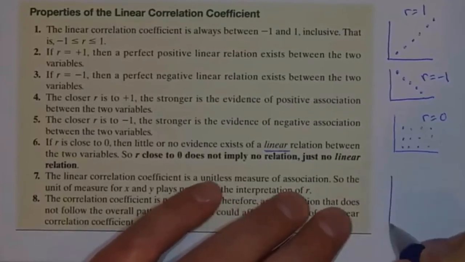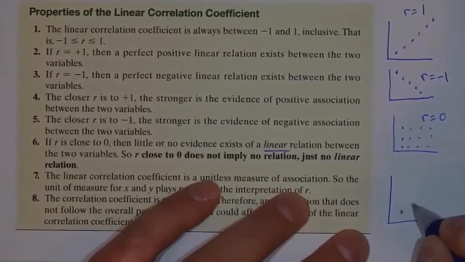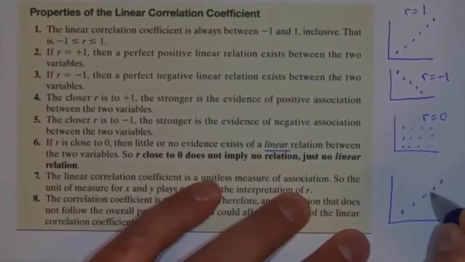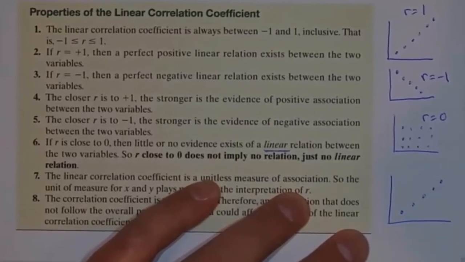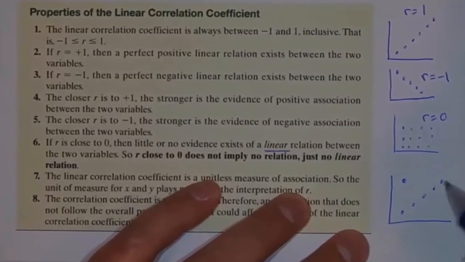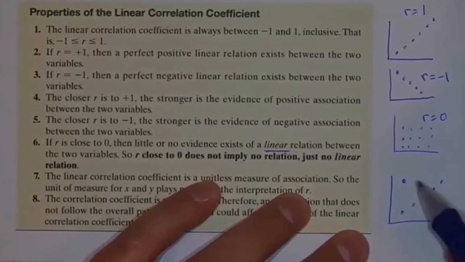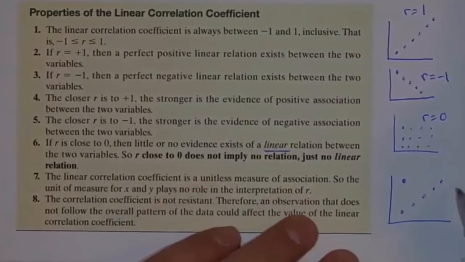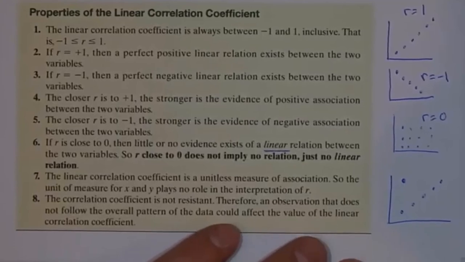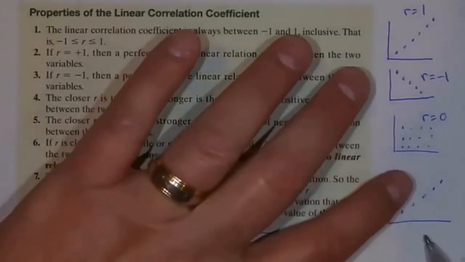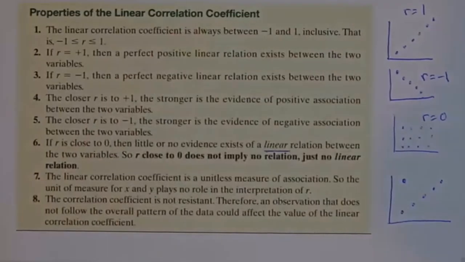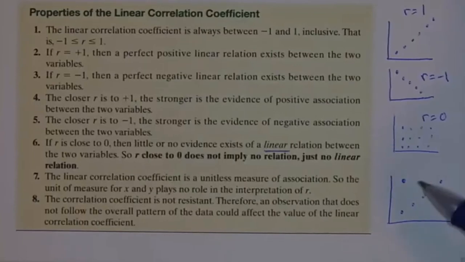So for example, suppose I had a set of data that looked like this, R would be close to 1, right? But if I then have a data value, say over here, so most of the data are following this very straight pattern, but then I've got this one point that doesn't follow the pattern, that one point could affect the correlation coefficient. So instead of R being close to 1, R could be pulled towards 0, for example. So just be aware of that. Just a point or two that's not following the pattern can really affect the correlation coefficient substantially.